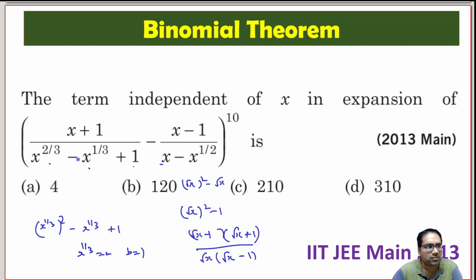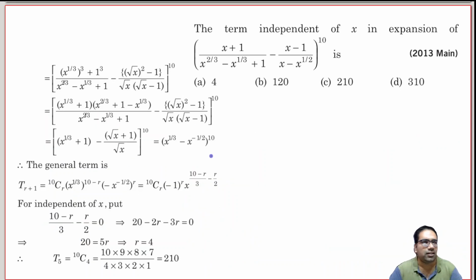So the left hand side also we can write as a cube plus b cube by a square minus ab plus b square. Right hand side also we can do some simplification. Let us do both of that. This one we'll write as a cube plus b cube by a square minus ab plus b square. That becomes a plus b, because a cube plus b cube is a plus b into a square minus ab plus b square. So we'll be left with a plus b. What is a? x power 1 by 3 and b is 1.